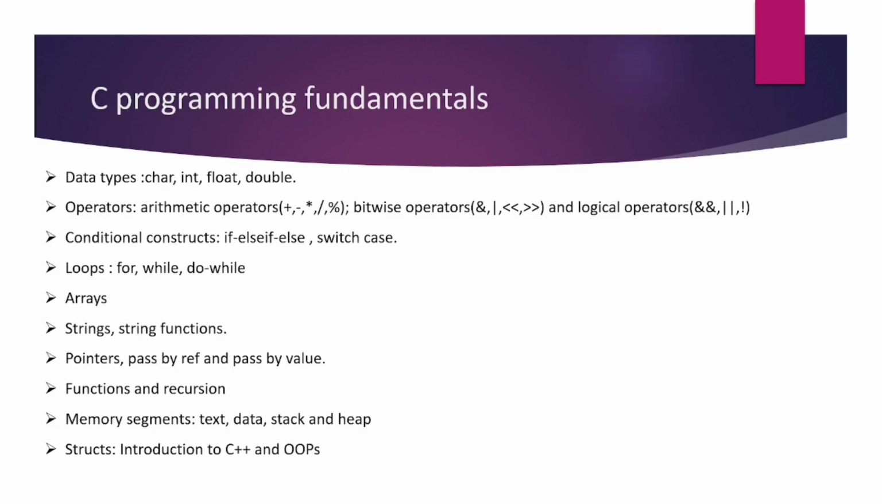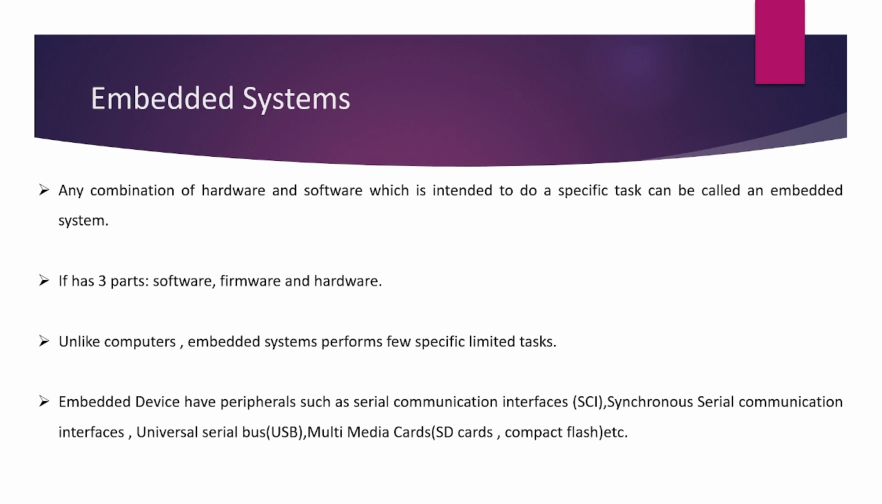We started our journey by learning C programming fundamentals such as data types, operators, conditional constructs, loops, arrays, etc. As I mentioned in this slide, moving ahead, we learned embedded systems. An embedded system is nothing but a combination of software and hardware intended to do a specific task. There are three main components in an embedded system: software, firmware, and hardware.